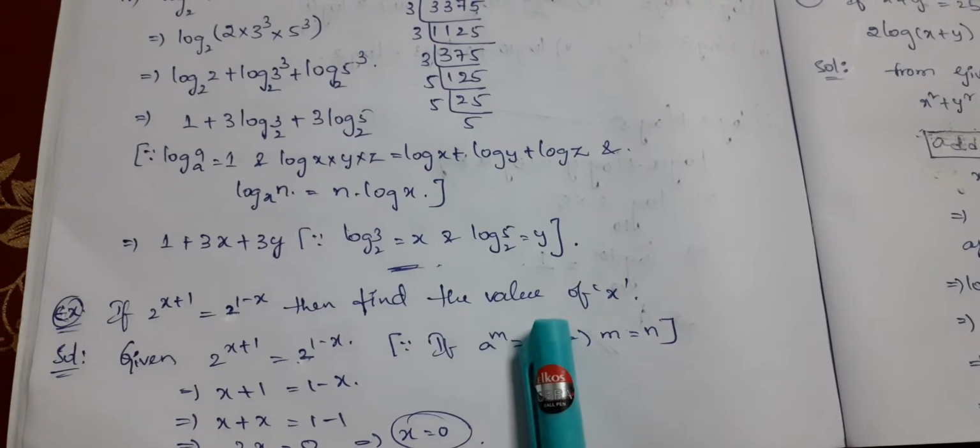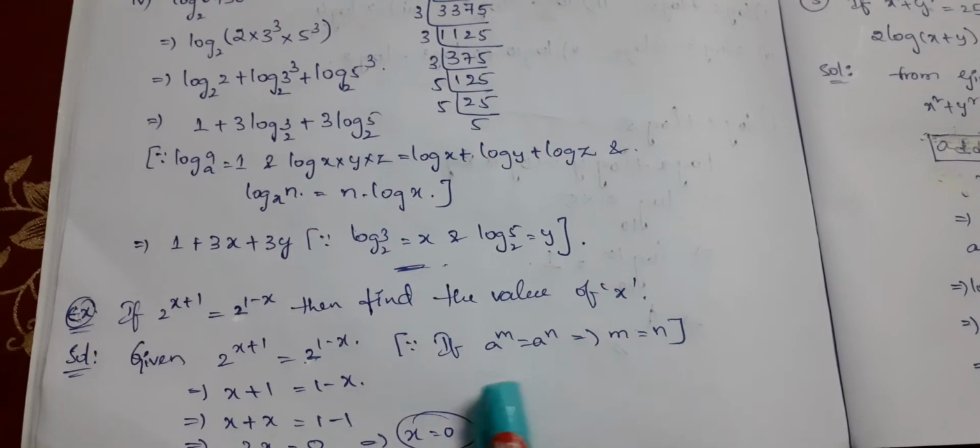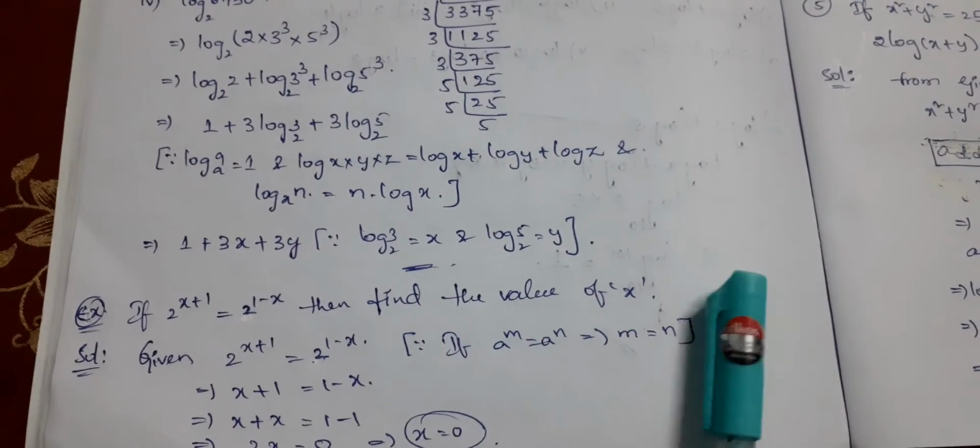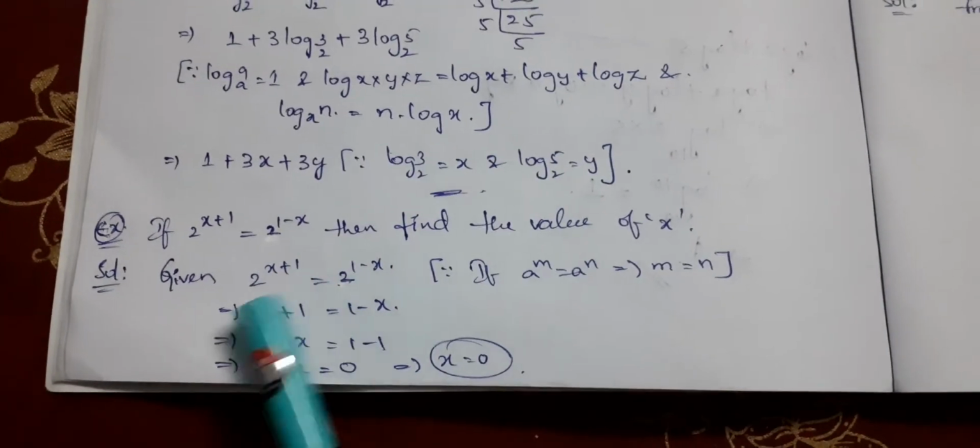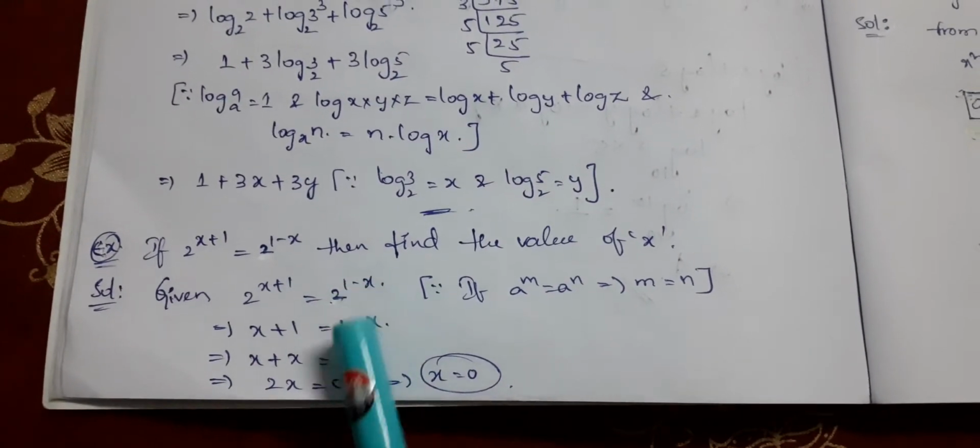If a power m is equal to a power n, then that implies m is equal to n. So if bases are equal, powers are also equal. That's why I'm equating the powers here. x plus 1 is equal to 1 minus x.